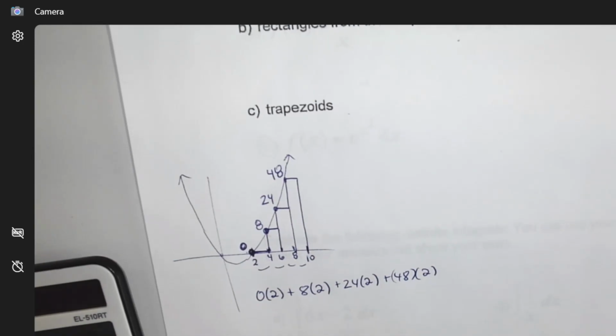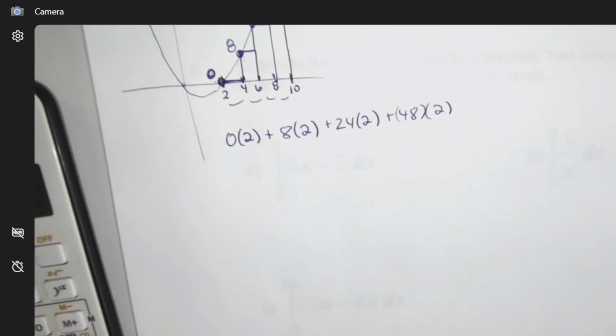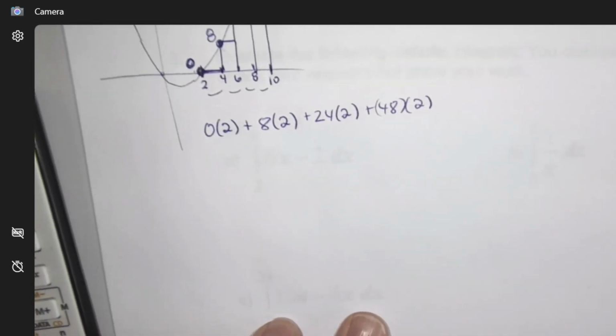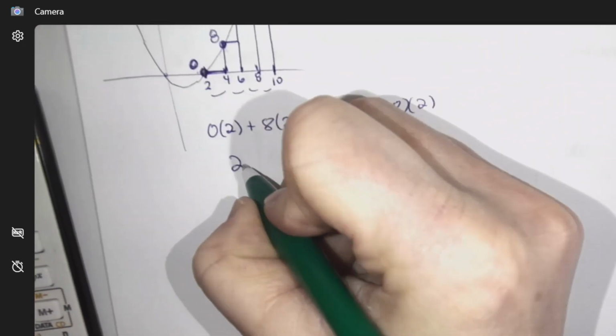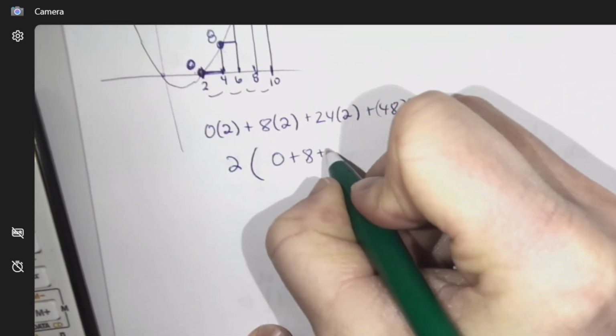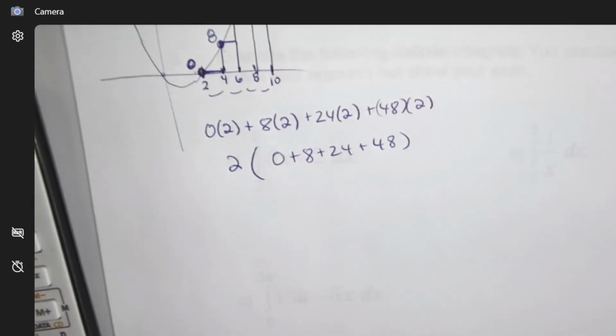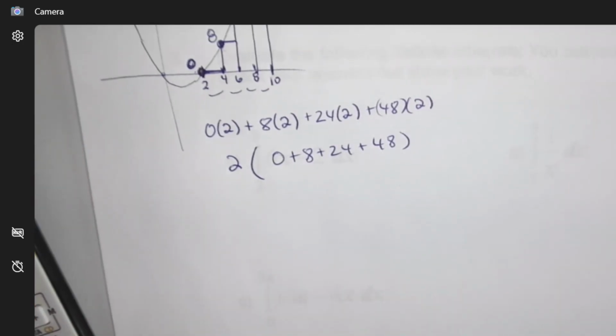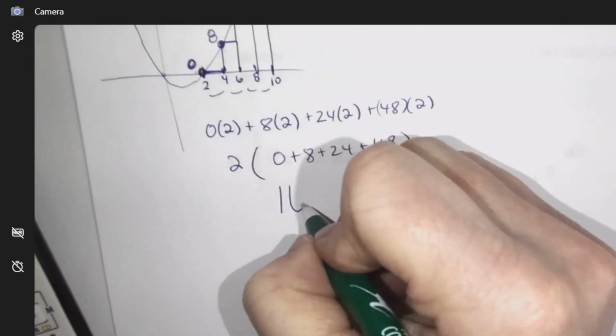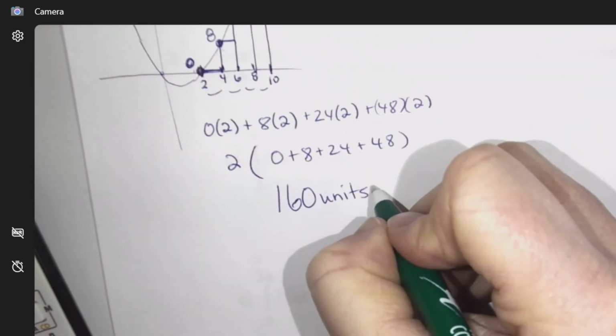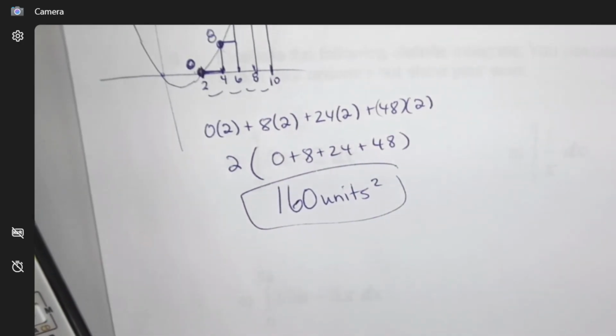Okay, if you want faster typing, this is another little trick you can do, is just GCF the 2 out. So you can just add that and times by 2 as well. That would work because you are GCFing a 2 out if you like tricks and shortcuts. So I'm getting 160 square units for an area.